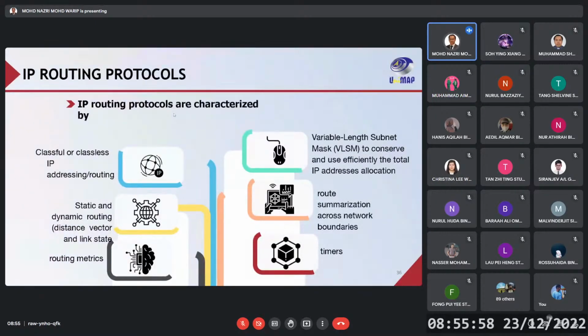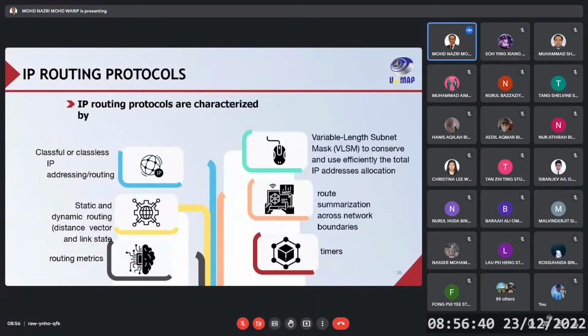Okay, IP routing protocols are characterized by, number one, classful or classless IP addresses or routing. And then static and dynamic routing. For example, distance vector or link state routing metric. So that means it depends on the routing metric, and also distance vector or link state. Distance vector, for example, is EIGRP. Link state, for example, OSPF or IS-IS.